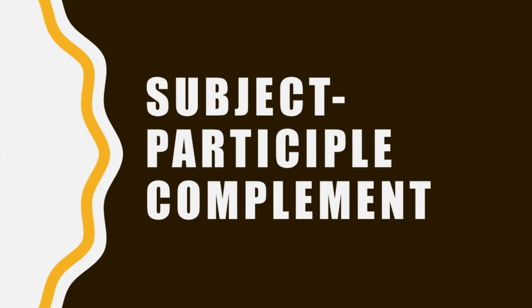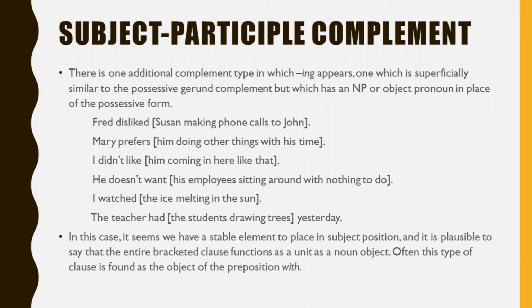The last part of the complements is the subject participle complement. The subject participle complement is superficially similar to the possessive gerund complement, but it has a noun phrase or object pronoun in the place of the possessive form. This may be statistically more frequent than the possessive gerund, while some of the following sentences, which are the first three, can be viewed as colloquial simplifications of the possessive gerund construction, because they don't use the apostrophe s complementizer and a possessive determiner. For example, for that is the "his" in the previous sentences.